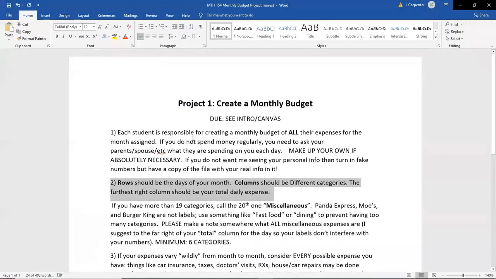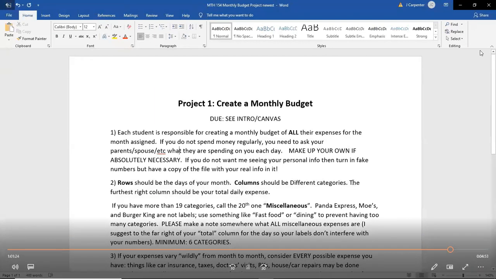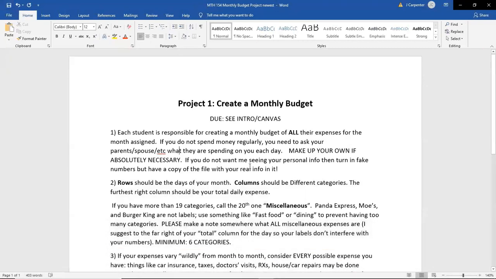Okay. So last time through this really quickly. You make a monthly budget. You will have your rows be the days of your month, columns be the different categories. If your rows just say 1, 2, 3, 4, 5, not good enough. Need slightly more detail than just 1, 2, 3, 4, 5. Columns are your categories. How many categories do you need? At least 6. How do you break them up? However you like. What do you do if you have no expenses? Make them up. What do you do if you're trying to get your parents to tell you your expenses, but they won't? Make them up.